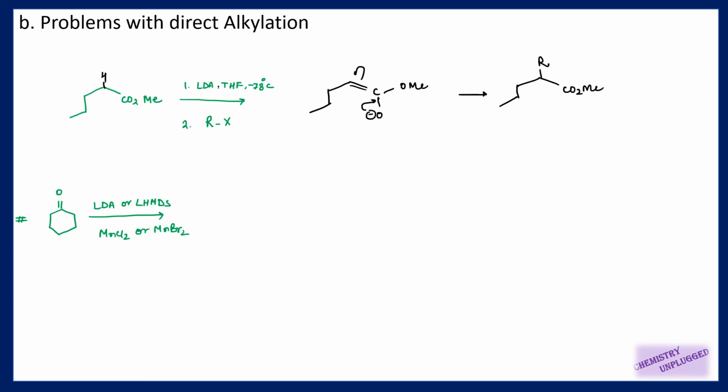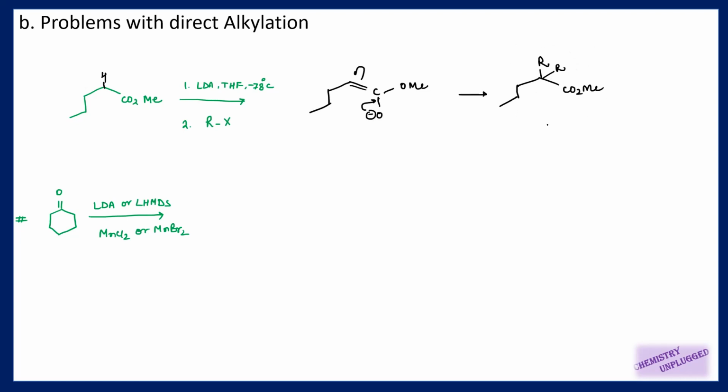What is the possibility that we have excess LDA here? This base can easily remove one more proton from this carbon. So instead of monoalkylation, we can have dialkylation here, right? So this is not good for our industrial purposes. So how can we avoid such a situation?